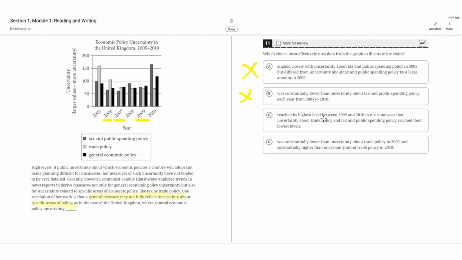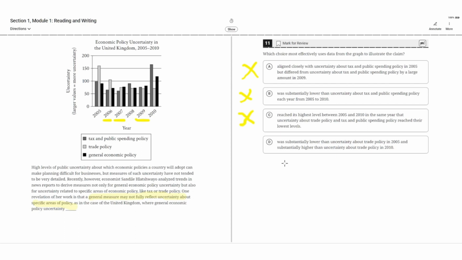C reached its highest level between 2005 and 2010, in the same year that uncertainty about trade policy and tax and public spending policy reached their lowest levels. This is incorrect, because the year that general economic policy uncertainty reached its highest level was 2010. And in the same year, the tax and public spending policy also reached its highest level, not its lowest level.